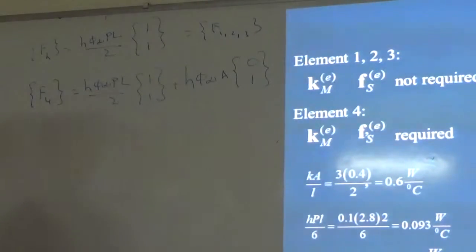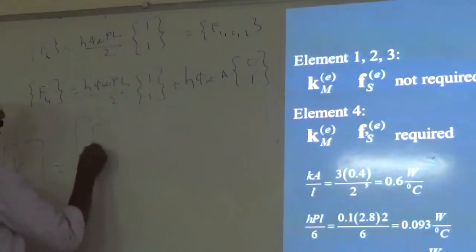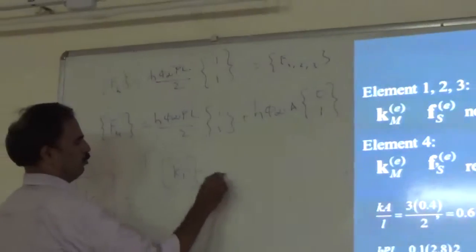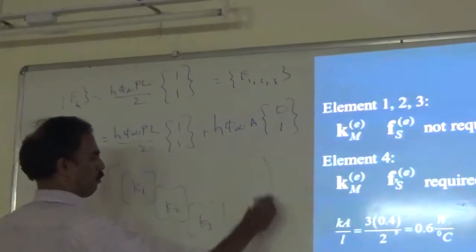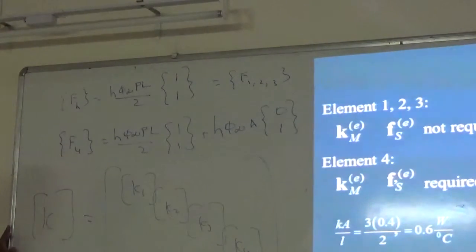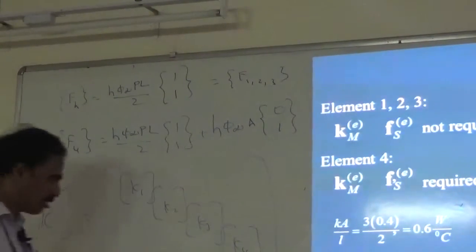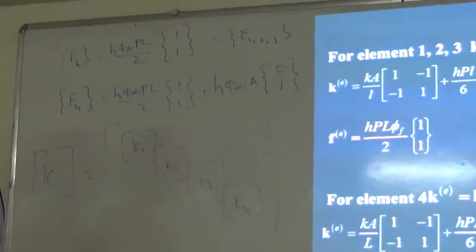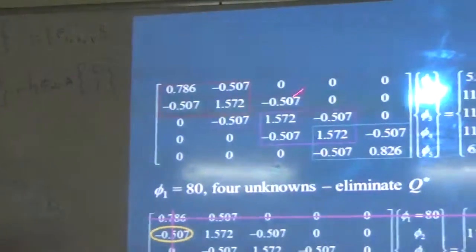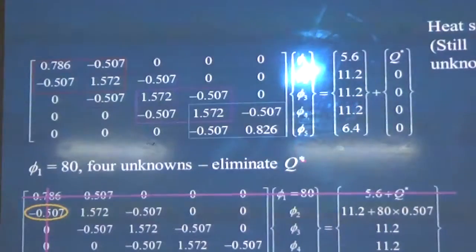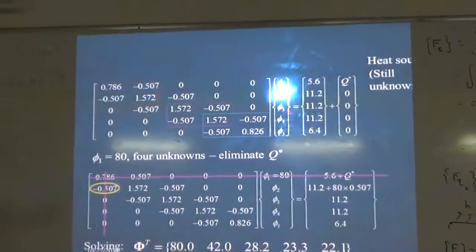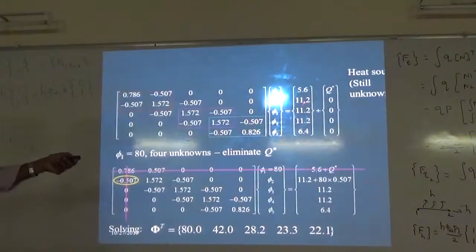You assemble K1, K2, K3, K4 to get the stiffness matrix K. Similarly, the load vector also: you can assemble F1, F2, F3 and F4. Once assembled, you will get the final equation. This is the assembled one: K multiplied by the nodal temperature vector equals the load vector.